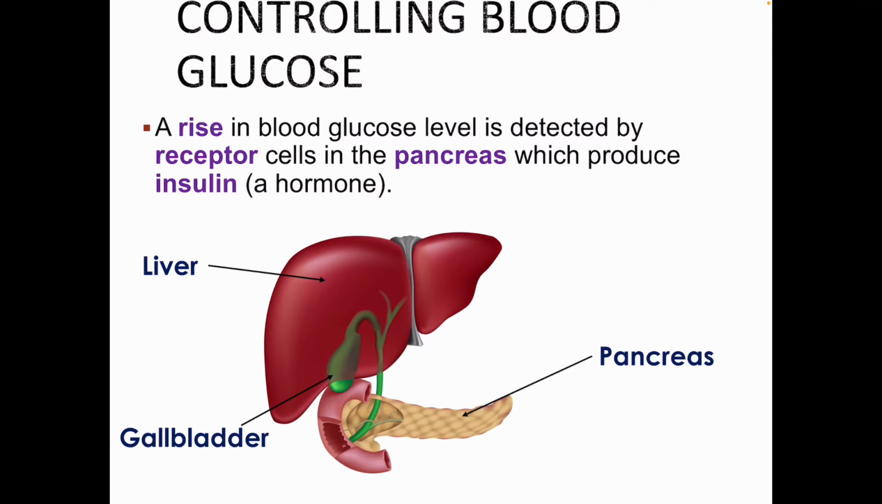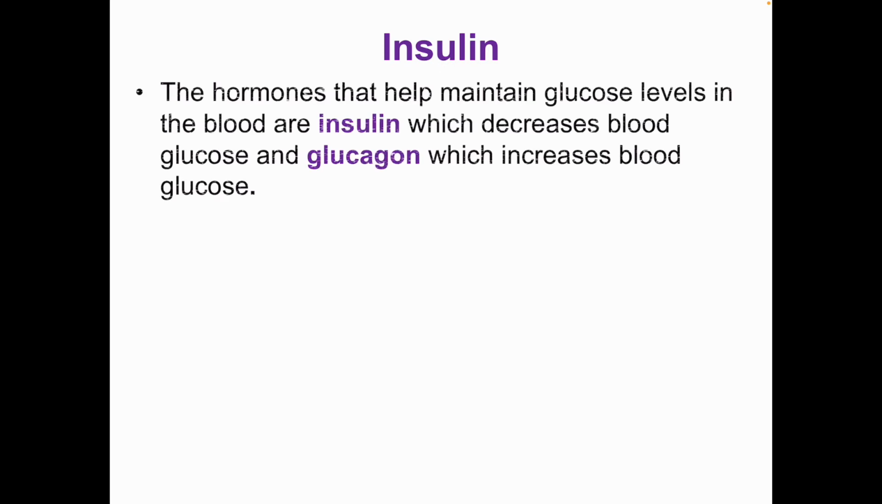When your blood glucose level rises after eating a meal, this increase in blood glucose is detected by receptor cells in the pancreas. The pancreas then produces the hormone insulin. Insulin is a hormone that decreases the blood glucose level. Glucagon does the opposite. It increases your blood glucose levels. The hormones are said to be antagonistic to each other. They have opposing effects on blood glucose levels.